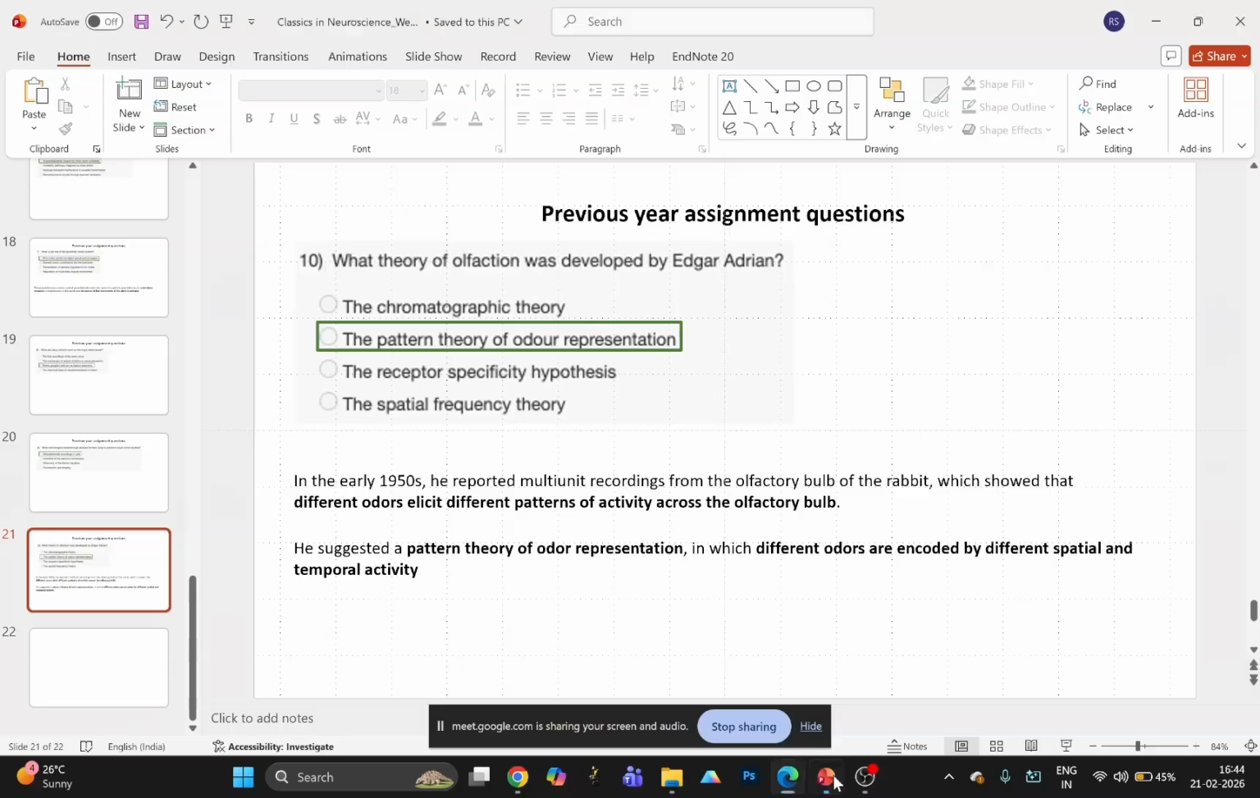and so on. By using these different types of odors, he saw that using each of them elicits a different pattern of activity. And he suggested that the odors are encoded by different spatial and temporal activity. That is how the system knows that this is the particular odor that it is sensing. And he called this the pattern theory of odor representation. So the theory of olfaction that was developed by Edgar Adrian was the pattern theory of odor representation.